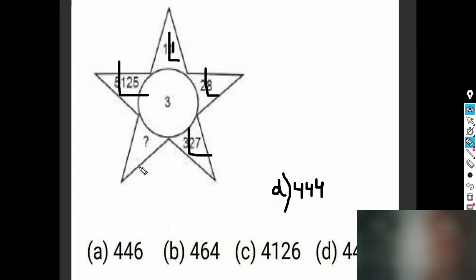The blank here gives us 4 cube. 4 cube is 64. So 464 is the correct answer. Just the number beside that, we should take its cube, which is 64. So 464 is the correct answer.